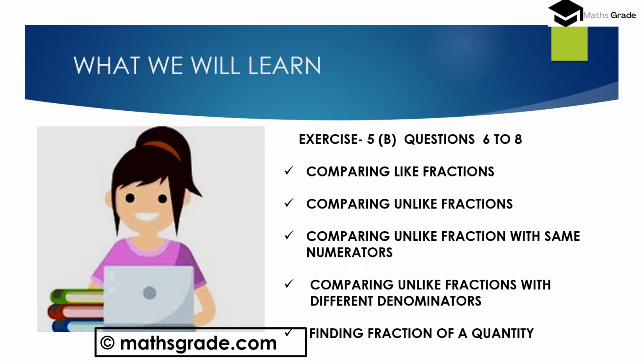Today we will learn and solve exercise 5B questions 1 to 6 of chapter 5. Chapter name is fractions and topics are comparing like fractions, comparing unlike fractions, comparing unlike fractions with same numerators, comparing unlike fractions with different denominators, and finding fraction of a quantity. Let's solve some questions.